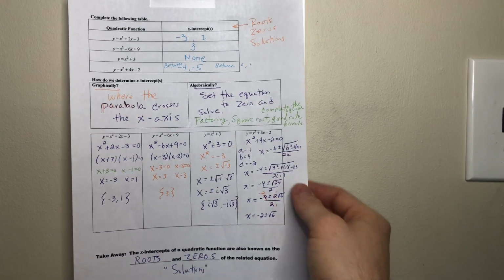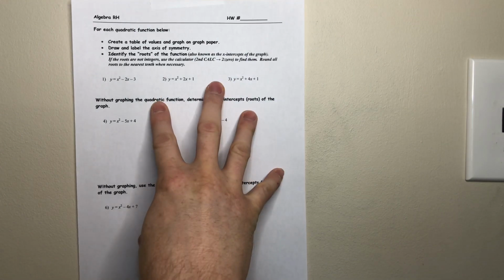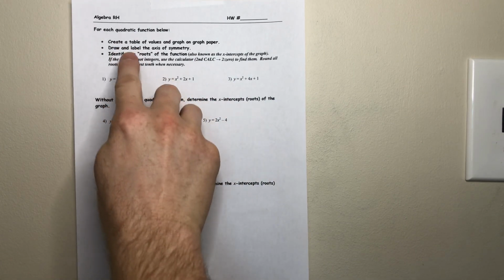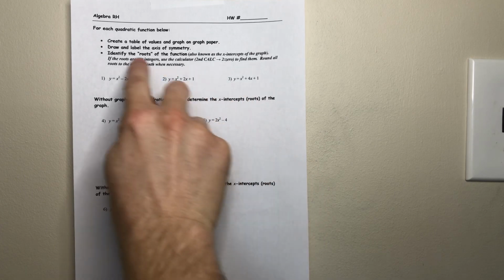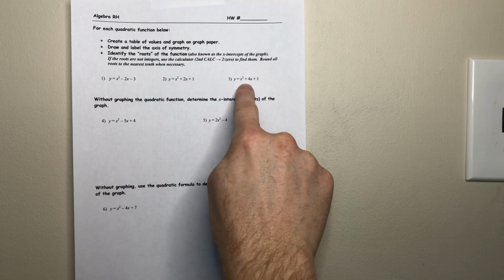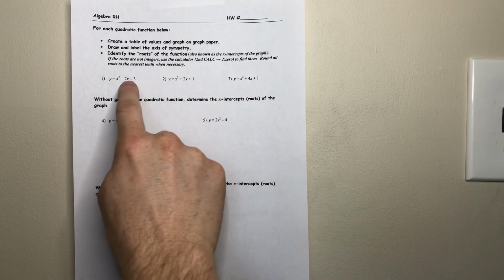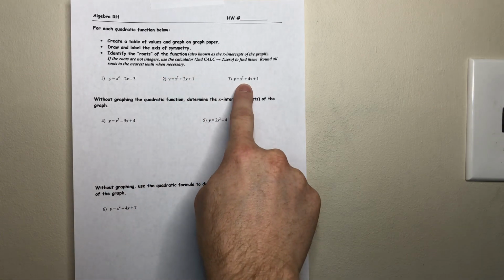All right, so let's just turn to the last page. So this is going to be your homework. I mean homework, I put in quotes because it's optional here, but I highly recommend you do this worksheet. So what you want to do is create a table of values for these 3, graph them on graph paper, draw and label the axis of symmetry. So this is going to be a review from yesterday. Then what I want you to do is identify the roots. In other words, tell me where these cross the x-axis.